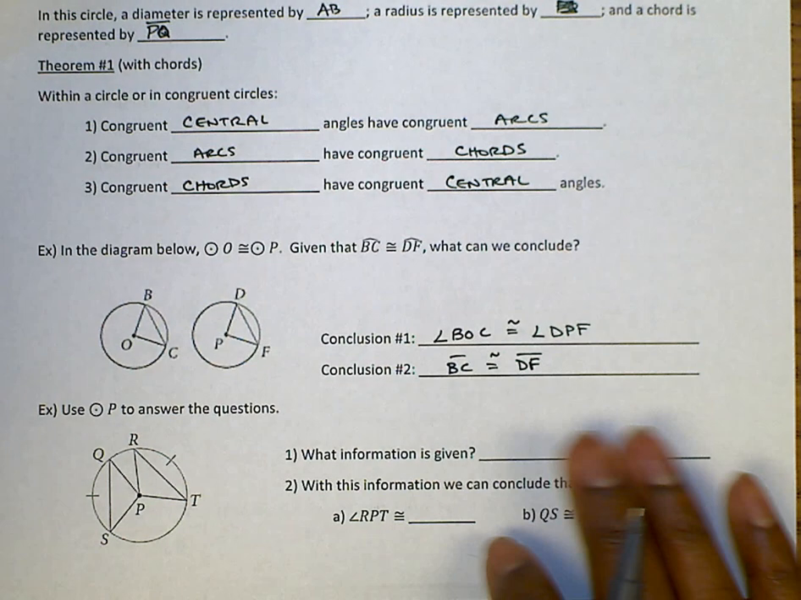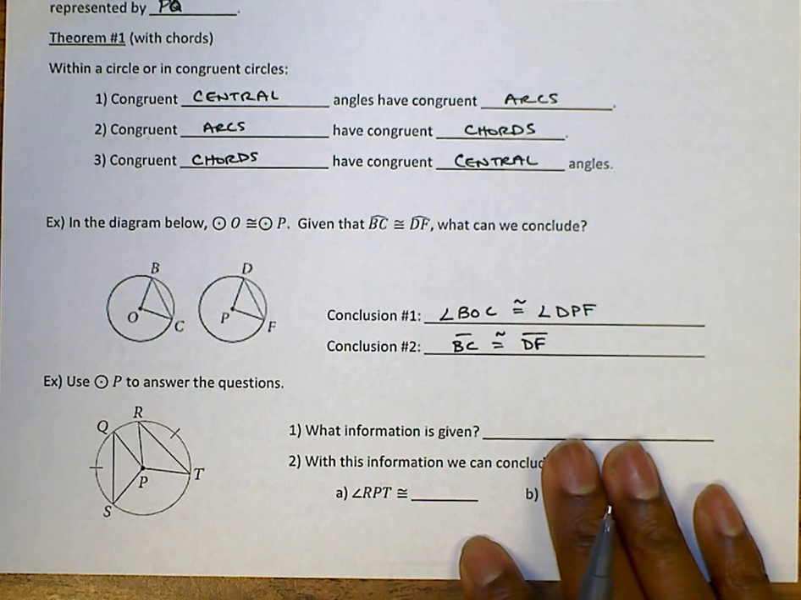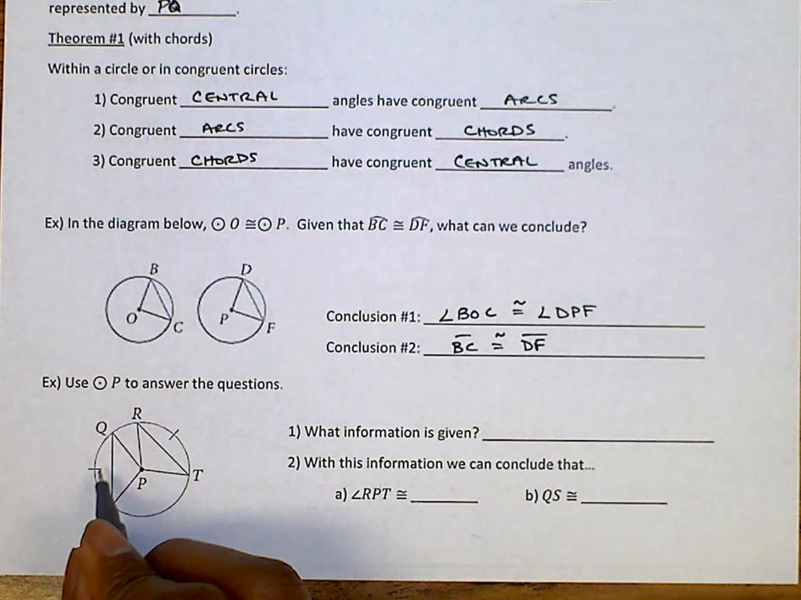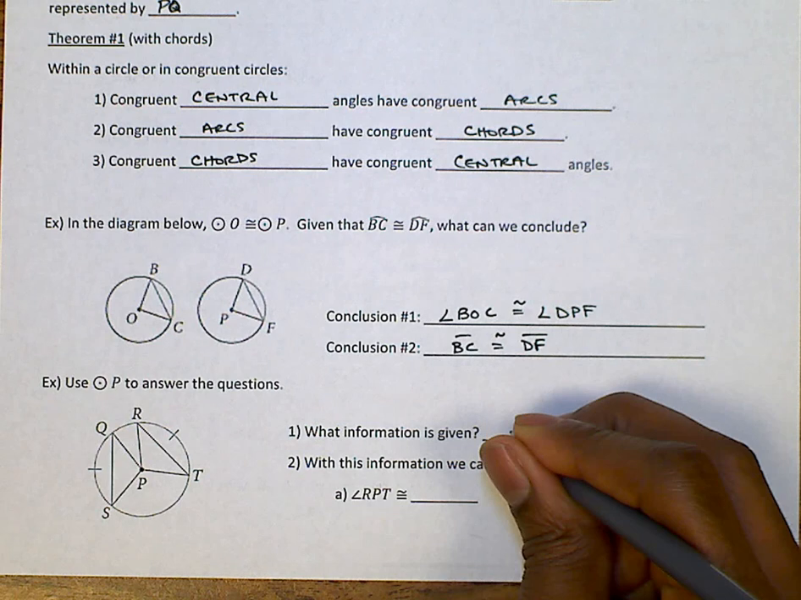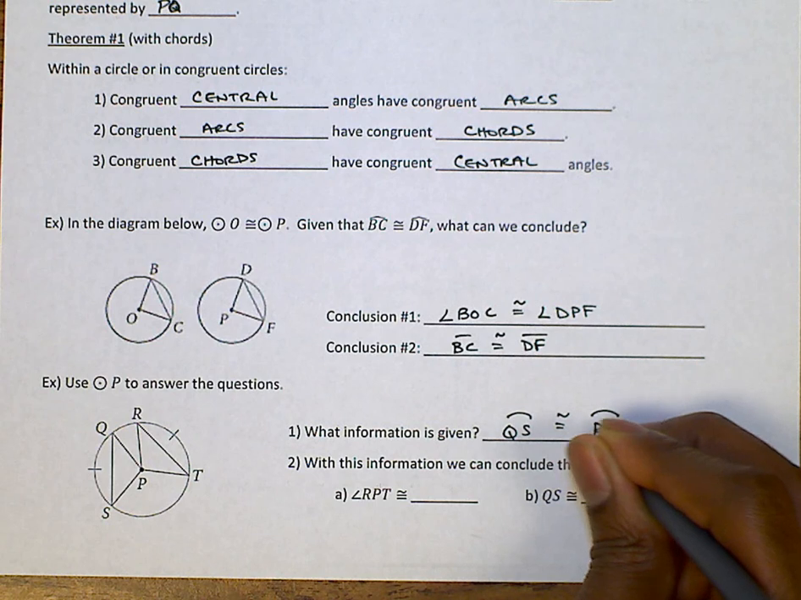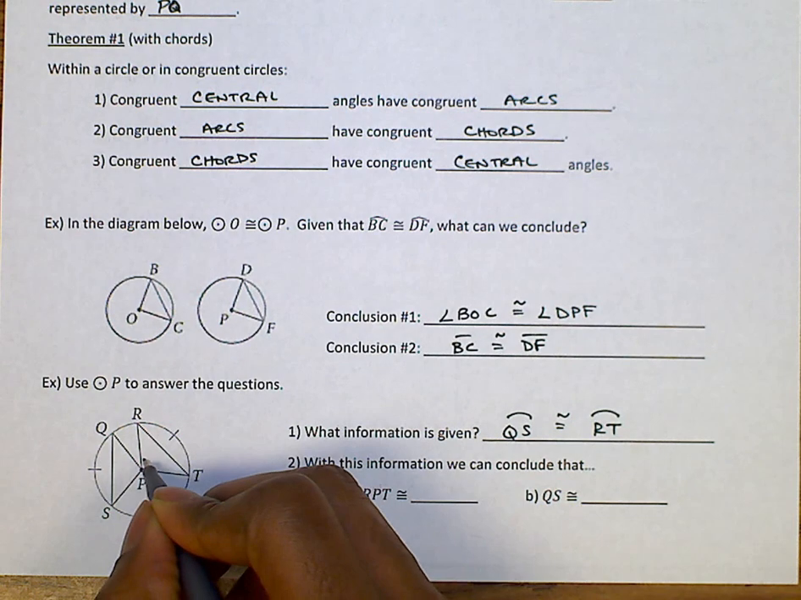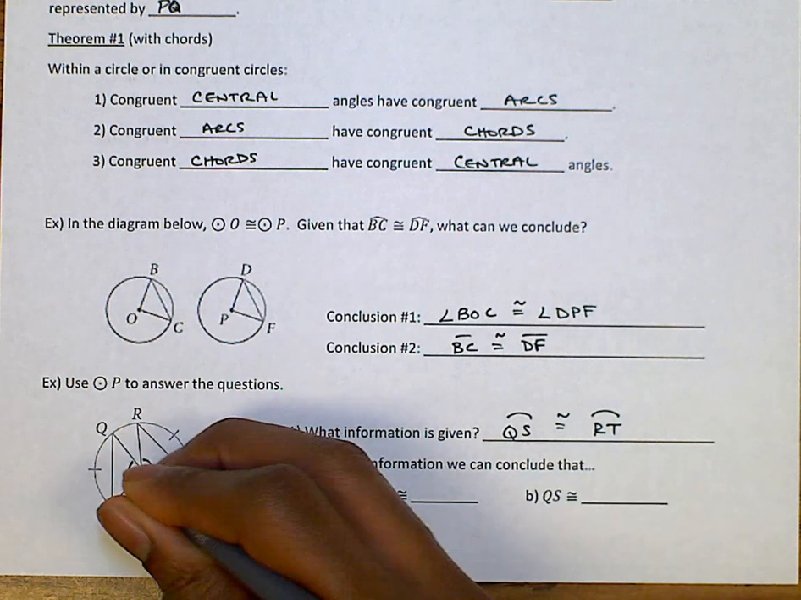Another example down here wants us to use circle P to answer questions. What information is given? What did they tell us at the beginning of this problem? Notice that we have these dashes here. That typically means that we have congruent length. They told us that arc QS is congruent to arc RT. You can tell because they both have that single dash. With this information, we can refer back to our theorem and say that angle RPT, this angle that corresponds with arc RT, should be congruent to angle QPS, this angle that corresponds with arc QS.